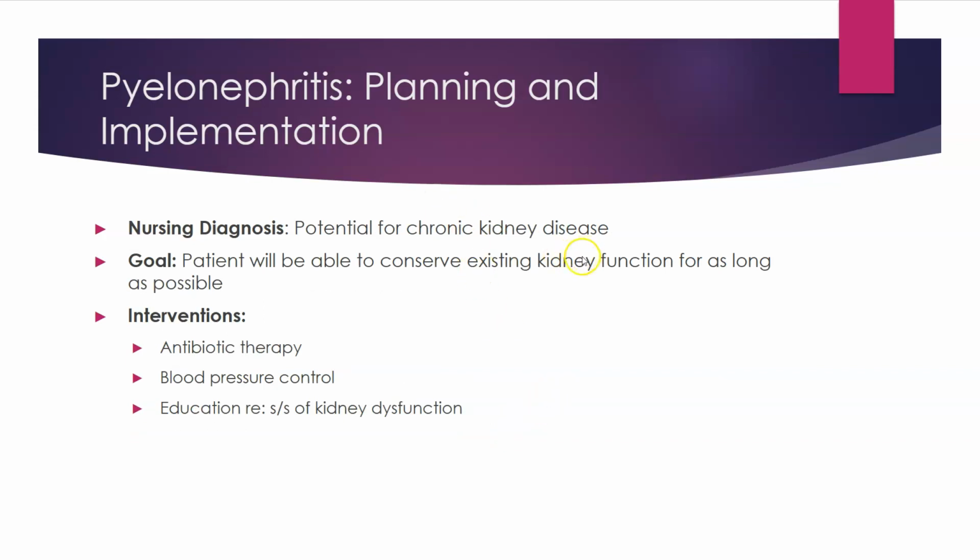Potential for chronic kidney disease, so yes, if this keeps on going, then it can turn into chronic kidney disease. And of course, we don't want that. So what do we do with this? If they've got a UTI, of course, we're treating with antibiotic therapy. If they've got hypertension, we're trying to control the blood pressure. And then, of course, we're going to do a lot of education telling them about kidney dysfunction and what to watch for, but also preventative, trying to get them to save their kidneys as much as possible.